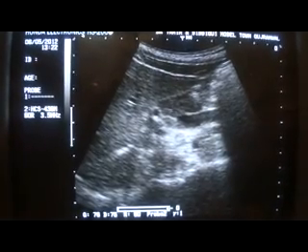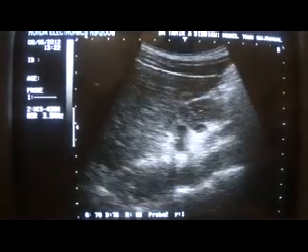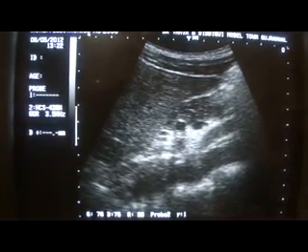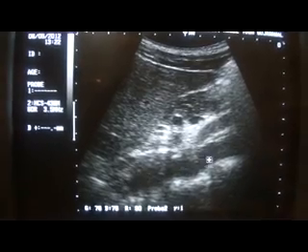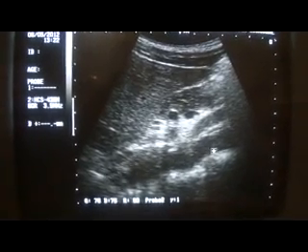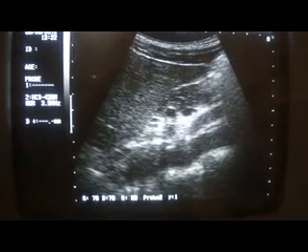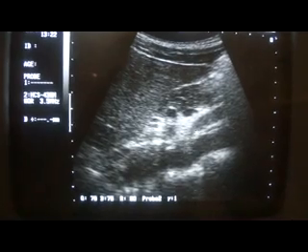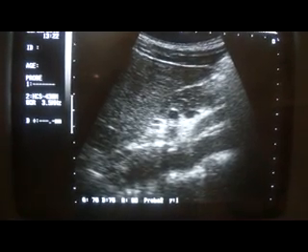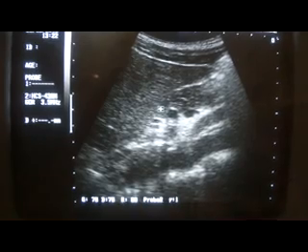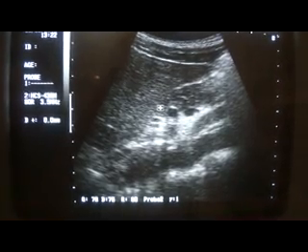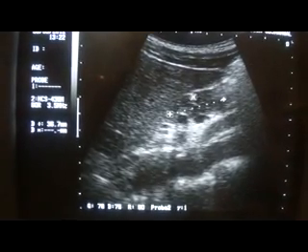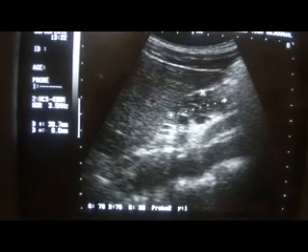Patient has taken a deep breath, is holding the breath, and here, now see on the screen that this is the tail of the pancreas, and the area which I am going to encircle is the transverse section of the left kidney. It is not that clear, but it is the left kidney in transverse section.